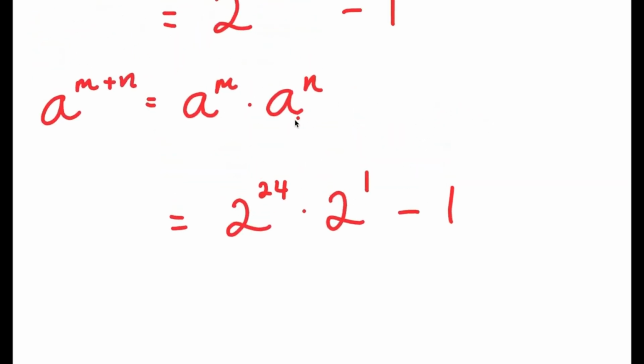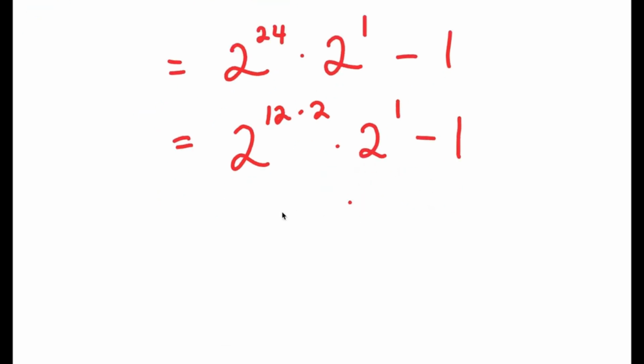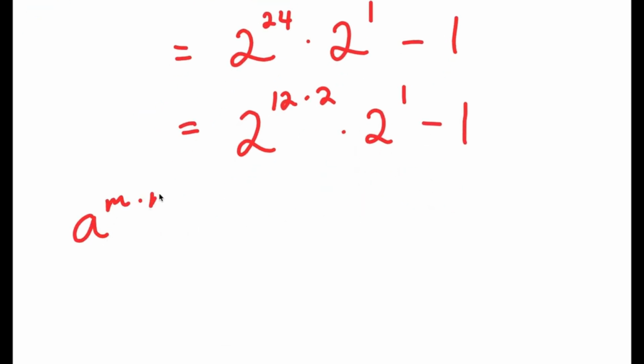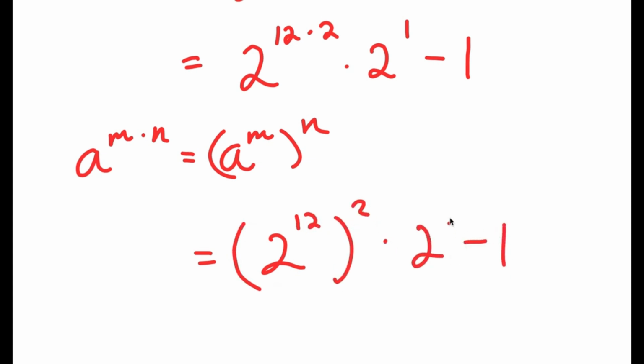Now basically our goal throughout this video is to change our values to be as small as possible, so then at the end we can do whatever we need to do with them to get our final result. So 2 to the power of 24, how do we simplify this and make it even smaller? I can rewrite this as 2 to the power of 12 times 2. And another property of exponents is that if I have something in the form a to the power of m times n, this is equal to a to the power of m to the power of n. So 2 to the power of 12 times 2 is going to equal 2 to the power of 12 to the power of 2, and I have this times 2 minus 1.